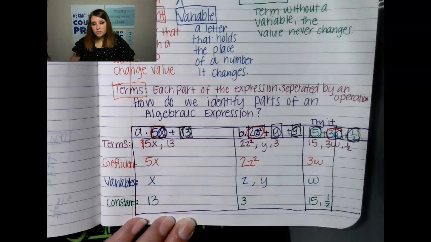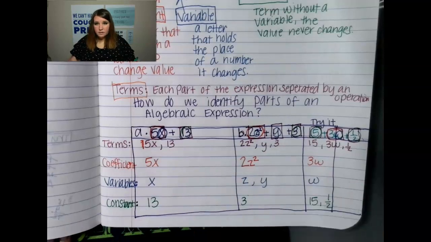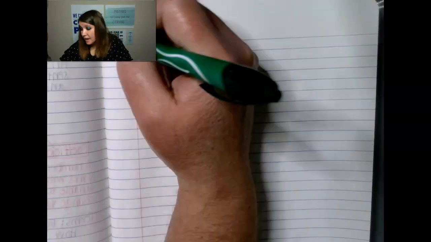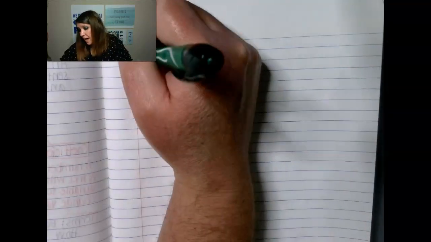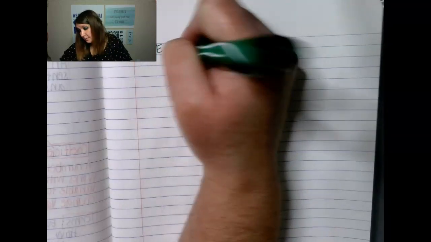All right, how did you do on that? Go ahead and mark yourself right now. How did you do? Give yourself a 3, 2, or 1. All right, and then head on over to the next part of your assignment. I'm going to turn the page. All right, now sometimes we have algebraic expressions that have exponents.